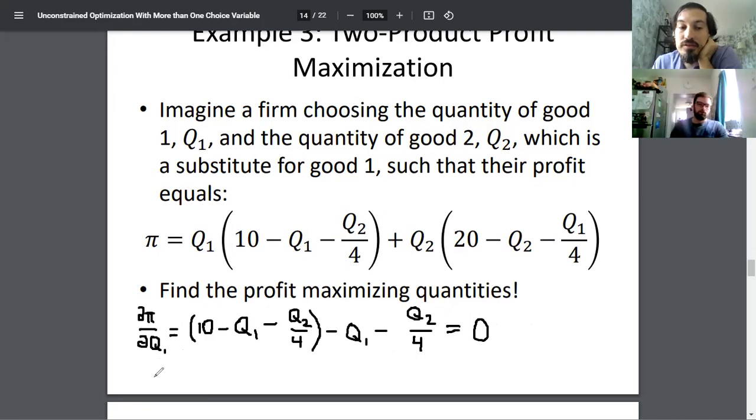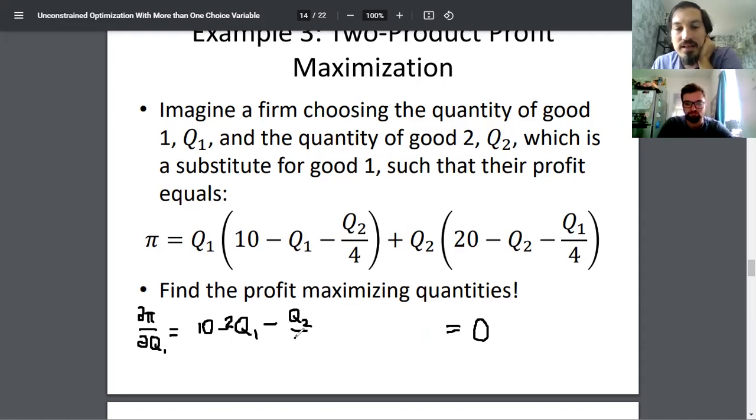And then we might also do it with Q2. By the way, how can we simplify this? I see a 10. I might use my eraser here to cheat a little bit: minus Q1 becomes minus 2Q1. And minus Q2 over 4 minus Q2 over 4 will become minus Q2 over 2, because a fourth plus a fourth is a half.